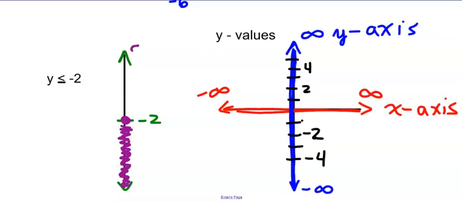So we have infinity here, negative infinity here, and we have our graphing going on. Bam, done. All right, cool. So now let's go into our very last part, which is taking these graphs right here and putting them in interval notation. Let's go.